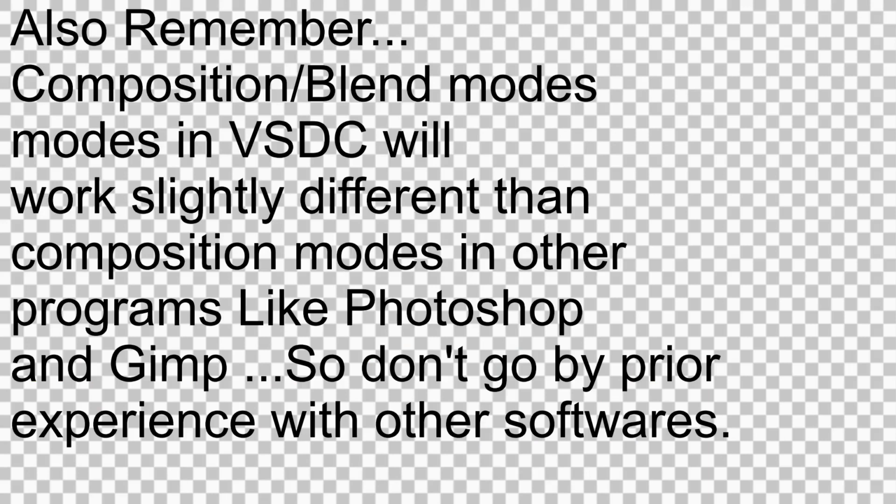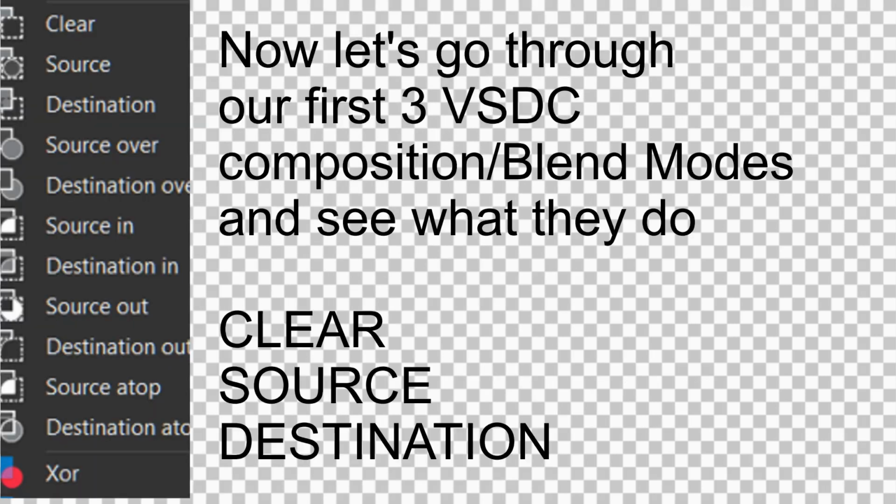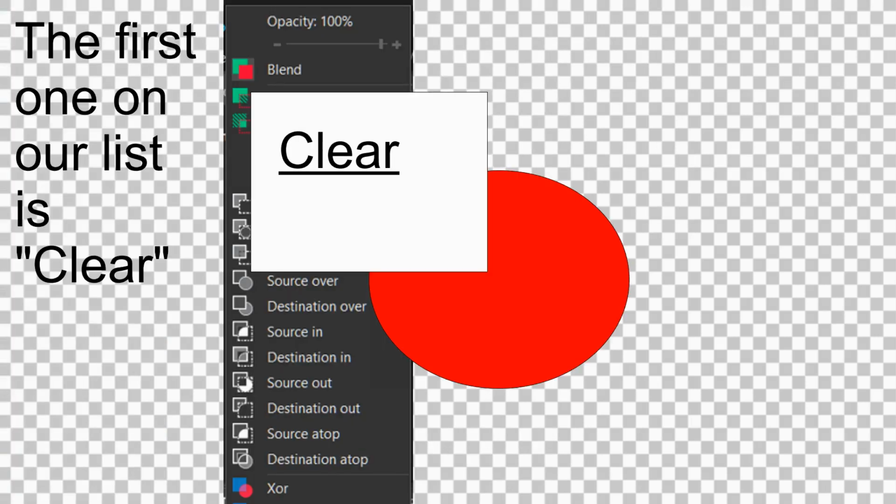Composition blend modes in VSDC will work slightly different than composition modes in other programs like Photoshop and GIMP. So don't go by your prior experiences with those other software. Okay, so let's go through our first 3 blend modes: clear, source, and destination. The first one on the list is clear.